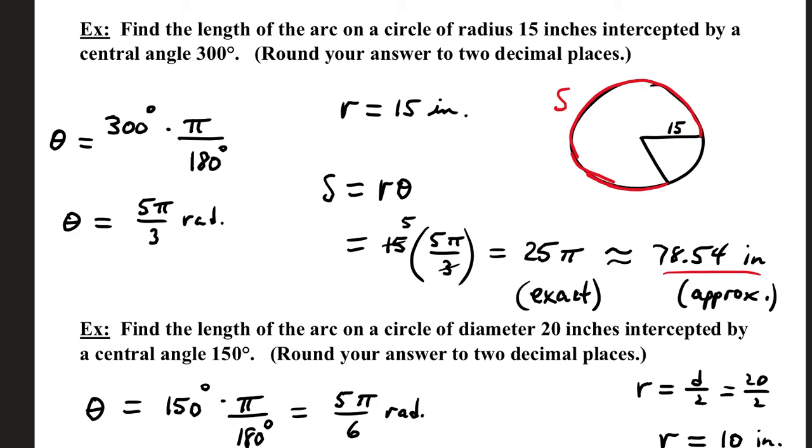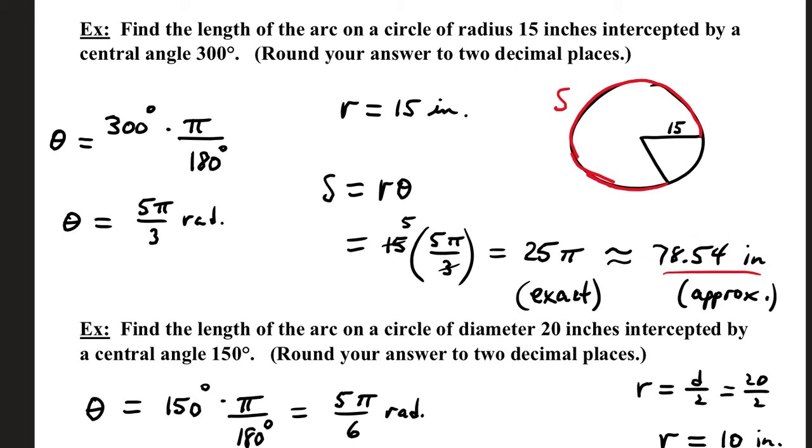If you're asked for an approximation like we are here, where it says round your answer to 2 decimal places, then you go ahead and type in 25 times, and you'll either have a pi button or it'll be on the frame of your calculator. You can also use 3.14 as a 2 decimal place approximation. But long story short, 25 pi is exact.